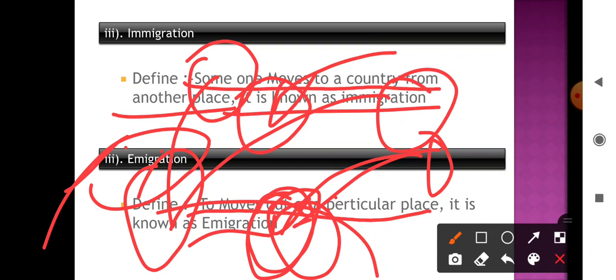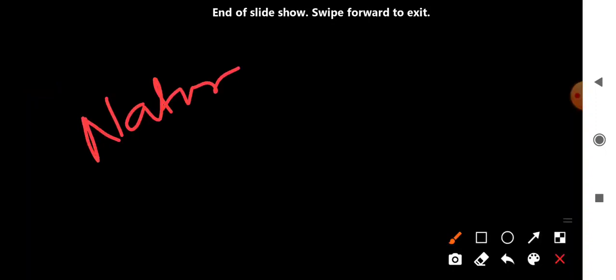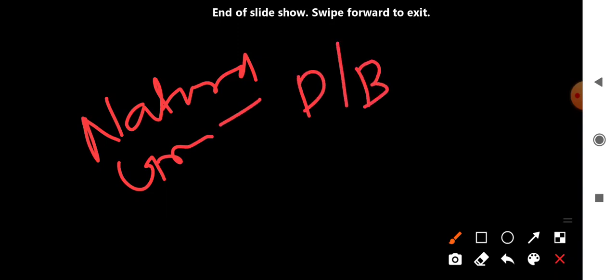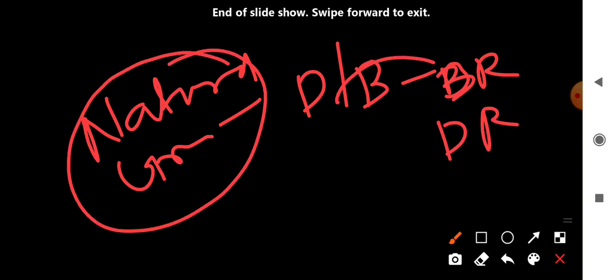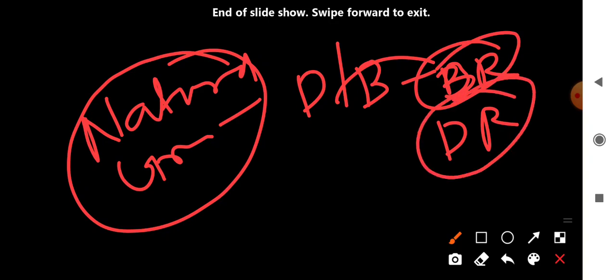Okay, there are also two more important definitions you have to understand. This is the natural growth rate. What is this natural growth rate? Natural growth rate is the difference between the birth rate and the death rate. The difference between the birth rate and the death rate of a country is called the natural growth rate of a country. Understand what the natural growth rate is. This difference in a particular country is called the natural growth rate.